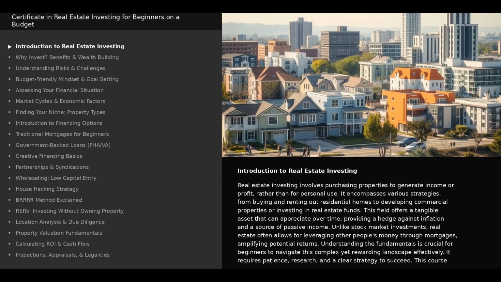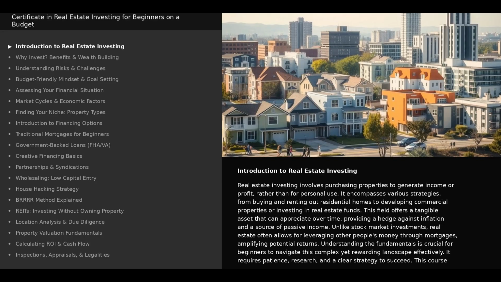It encompasses various strategies, from buying and renting out residential homes to developing commercial properties or investing in real estate funds. This field offers a tangible asset that can appreciate over time, providing a hedge against inflation and a source of passive income. Unlike stock market investments, real estate often allows for leveraging other people's money through mortgages, amplifying potential returns. Understanding the fundamentals is crucial for beginners to navigate this complex yet rewarding landscape effectively.